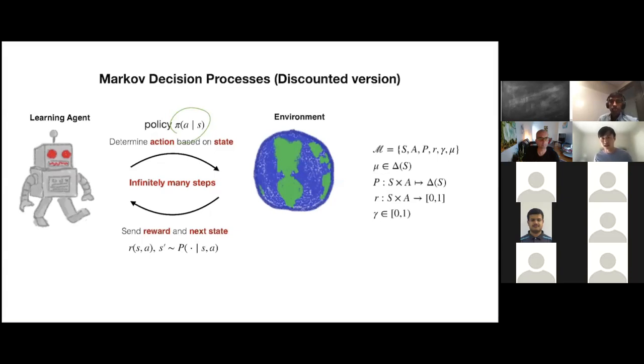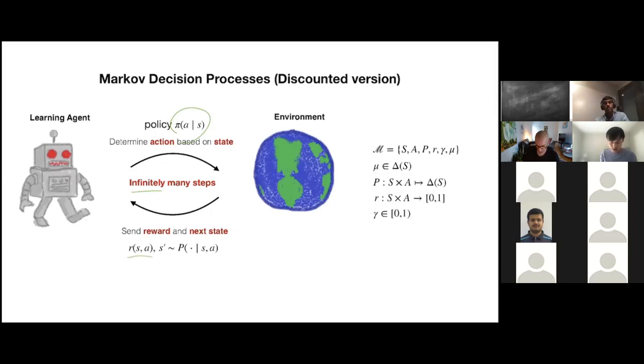So think about this as a classifier. You look at the state and treat each action as a class, right? So this is a multi-class classifier. And the setting that we're going to look at right now is the infinite horizon discounted setting, which means that you're going to interact with this environment for infinitely many steps.